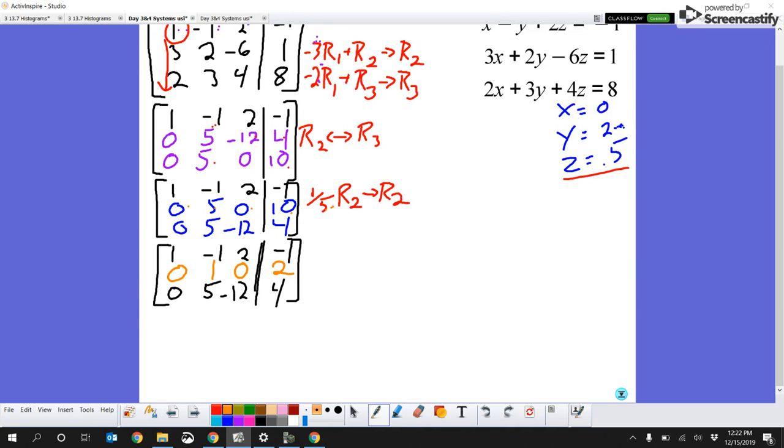We need to get a 0 right here. So we will do negative 5, opposite of 5, times row 2, the spot where the 1 is, and add that to row 3. And that's going to be our new row 3. Copy, copy.